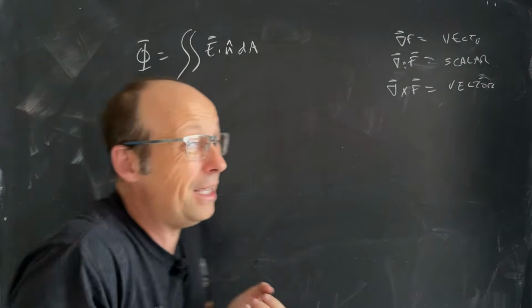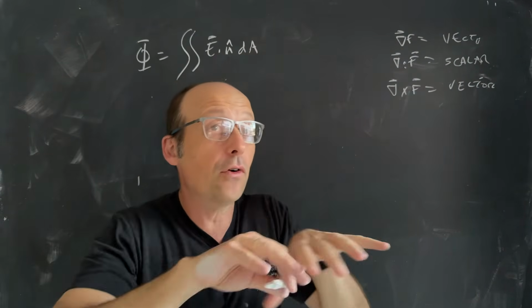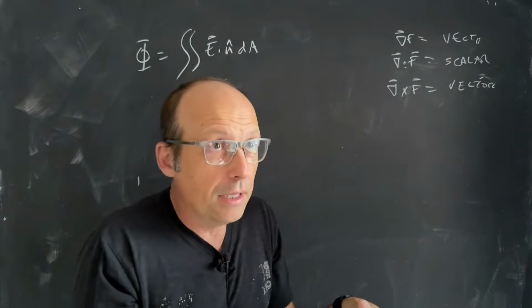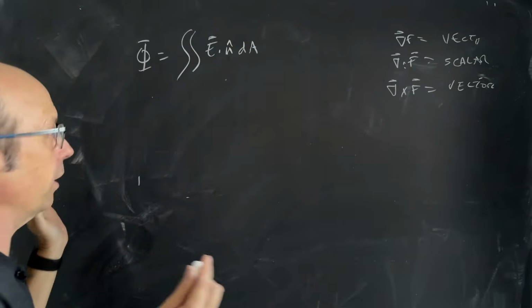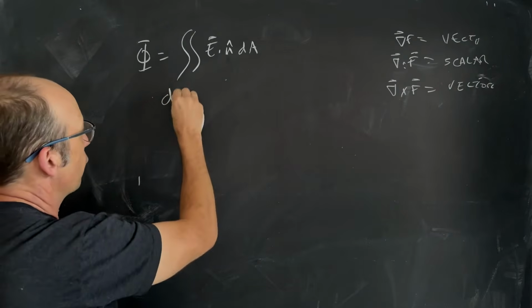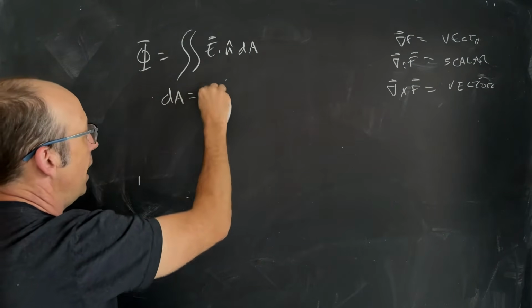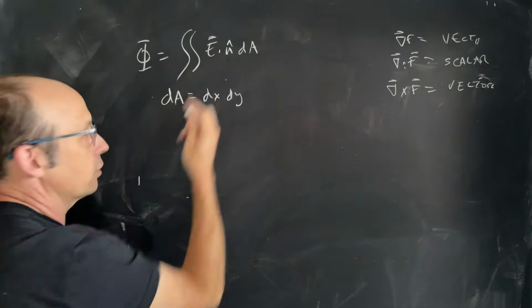But it can be really complicated, because if you're integrating over a bubble, then it's going to be in the x, y, and z plane. So it gets really complicated. In general, if I'm in the xy plane, dA would be dx, dy, and so forth like that.